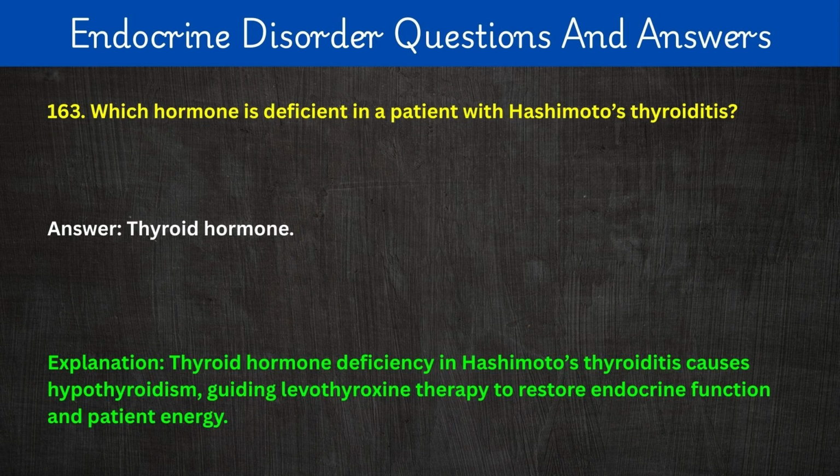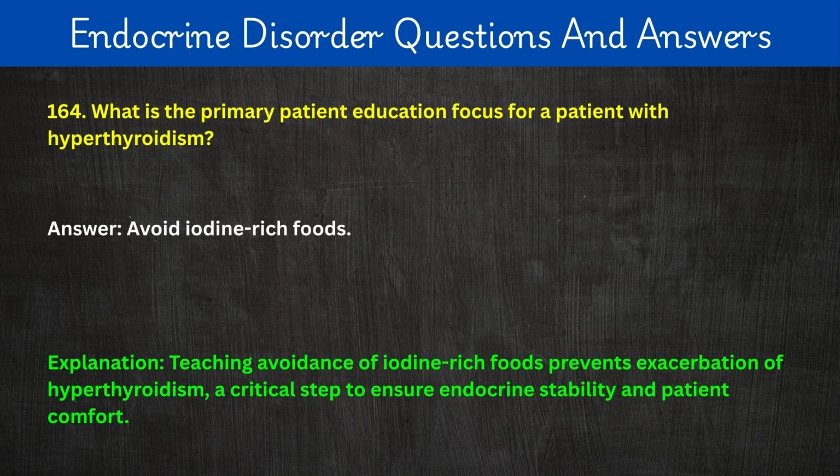163. Which hormone is deficient in a patient with Hashimoto's thyroiditis? Answer: thyroid hormone. Explanation: thyroid hormone deficiency in Hashimoto's thyroiditis causes hypothyroidism, guiding levothyroxine therapy to restore endocrine function and patient energy.